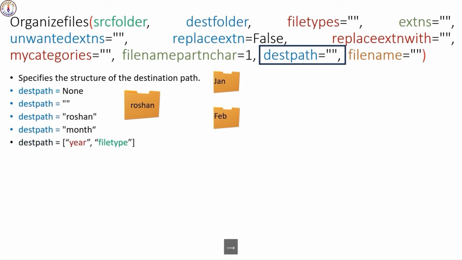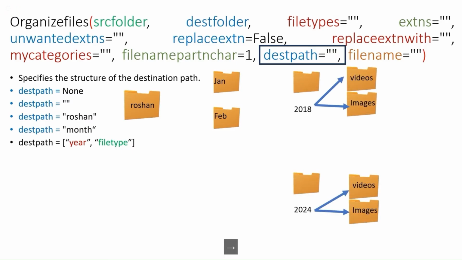If you want to create a subfolder inside the dest path and a subfolder inside the subfolder, then you will have to use a list. For example, in this case, it will create years as subfolders inside the destination folder. And then in each year folder, it will create subfolders according to the file types. That is, videos will be moved to the videos subfolder and images to the images subfolder. Videos taken in 2018 will be moved to this video folder, and videos taken in 2024 will be moved to this subfolder. Same is the case with images or any other file types if available.